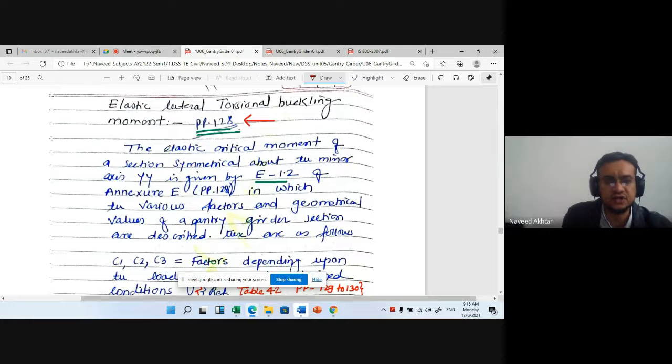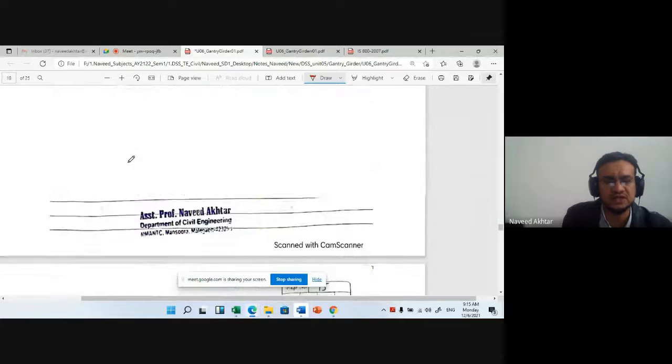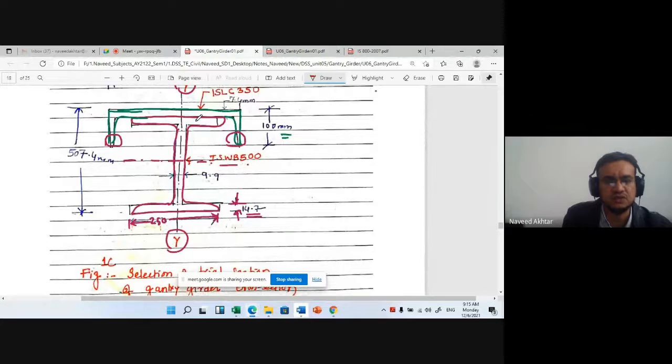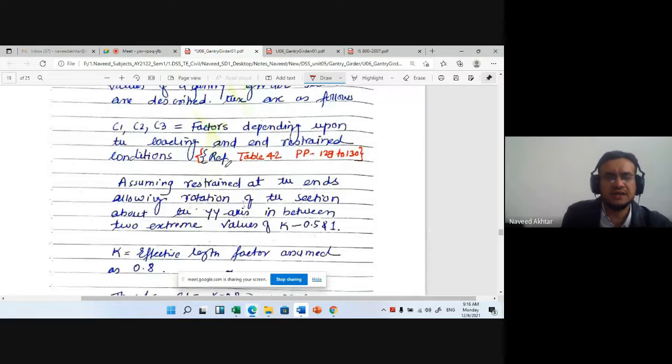So the elastic critical moment of a section symmetrical about the minor axis, because it is not symmetrical about the major axis. You can see about the major axis there is no symmetry, but about the minor axis both sides are symmetrical. So that's why we can use E 1.2 of Annexure E, page number 128, the elastic critical moment of a section symmetrical about the minor axis, that is the y axis. In that, we have to find the factors depending upon that formula, and that is given in table 42, page number 129 to 130.